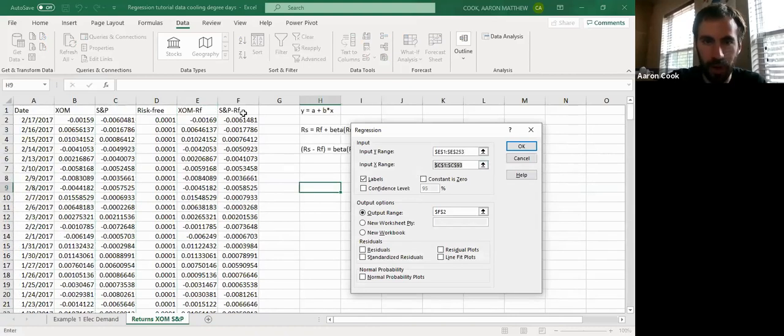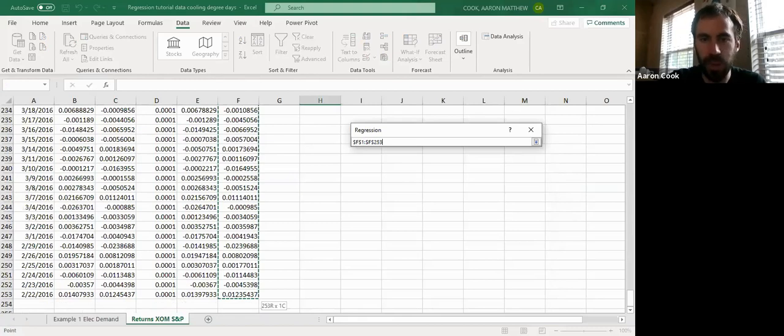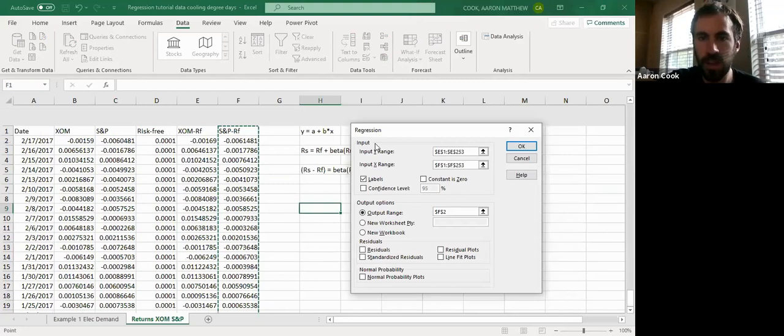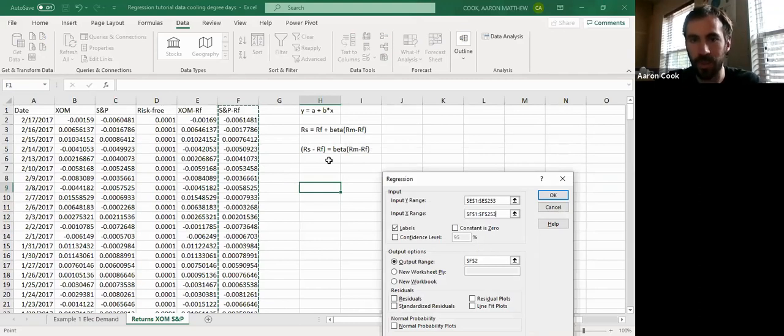And the X variable is going to be the S&P 500 returns minus the risk-free rate, just in the same way that we estimated Y equals A plus BX. In this case, the structure of our regression equation is just RS minus RF equals beta times RM minus RF. So once we've subtracted the risk-free rate, there's actually no A. There's no A parameter anymore in that regression.